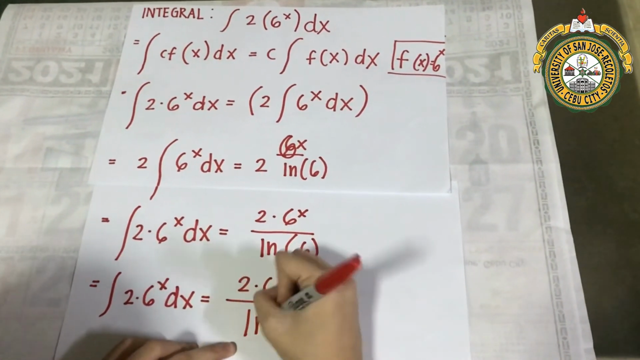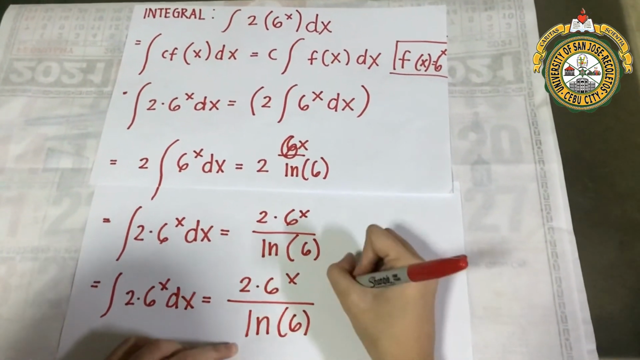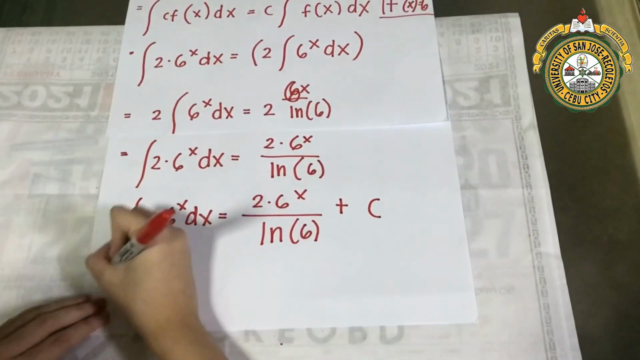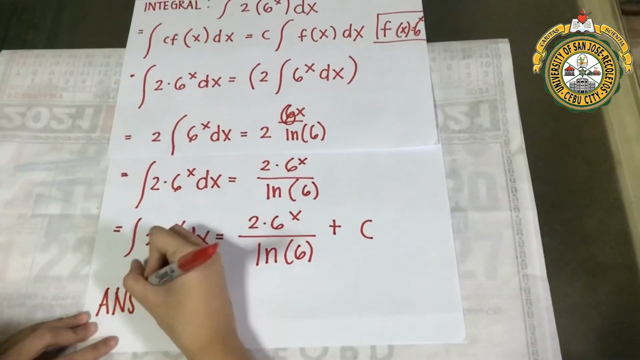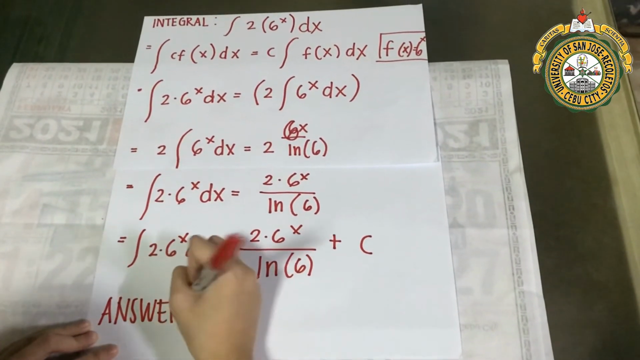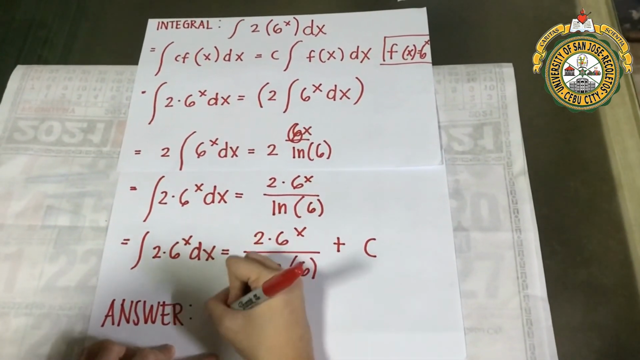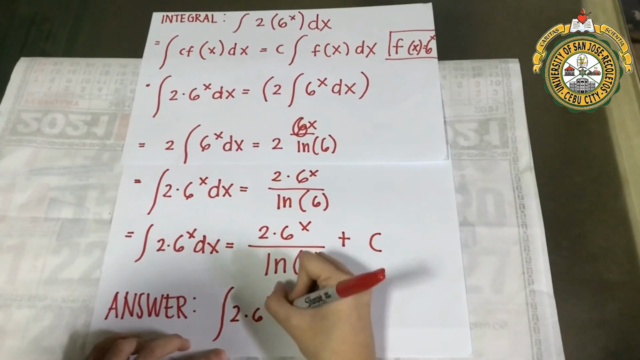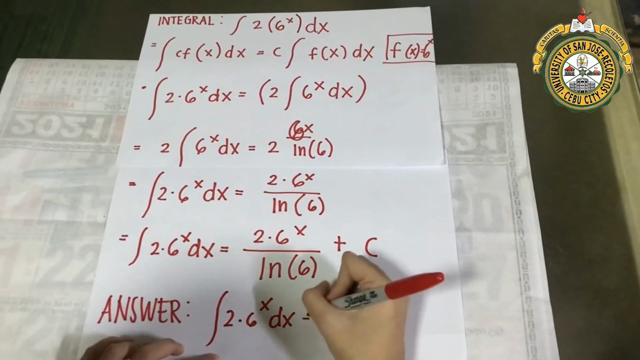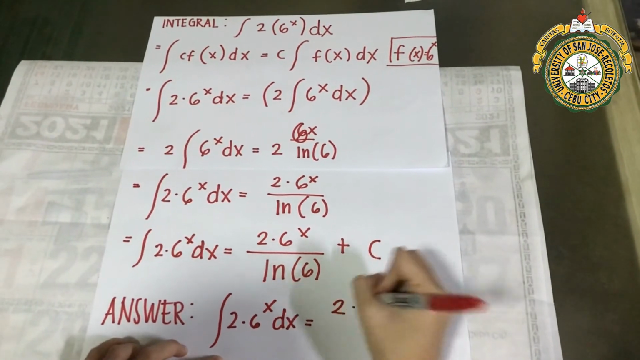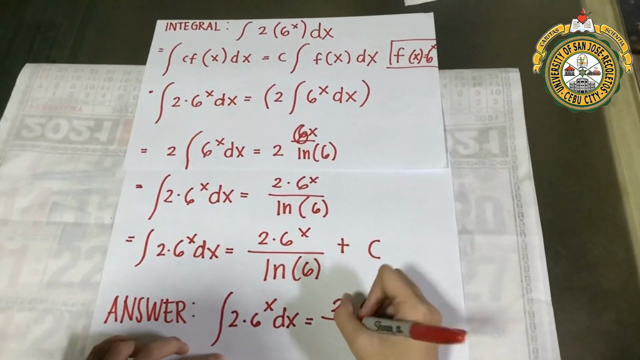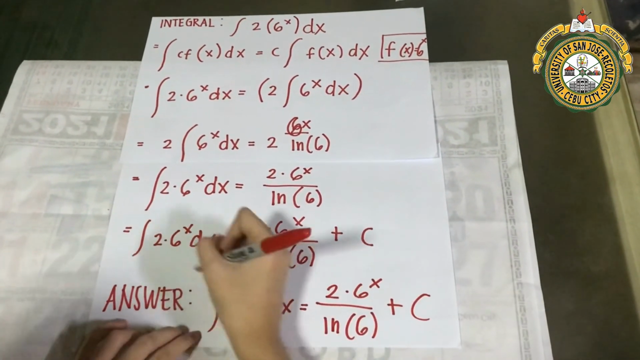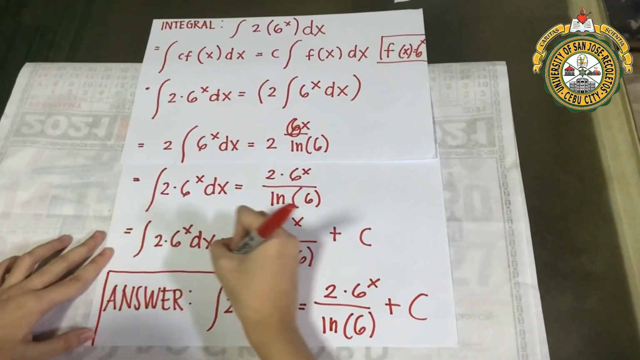And lastly, we will be adding the constant of integration. So it will become the integral of 2 times 6 raised to the power of x dx equals 2 times 6 raised to the power of x over ln 6 plus c. So for that, the answer will be the integral of 2 times 6 raised to the power of x dx equals 2 times 6 raised to the power of x over ln 6 plus c. And that is our final answer.